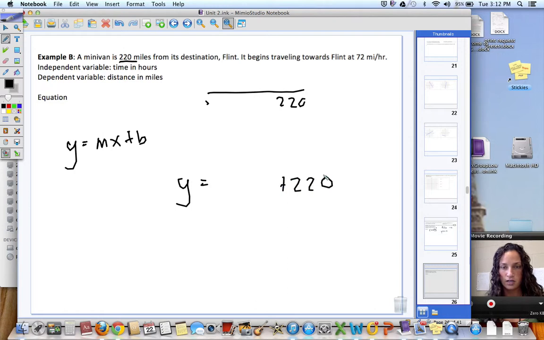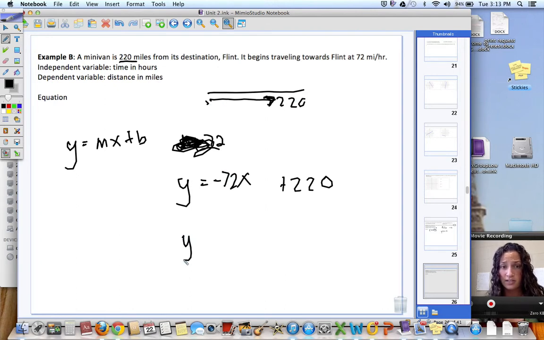plus 220. But I'm going towards Flint. So I'm decreasing my distance. So that means this is going to be a negative. So this would then be, again, this would be my distance is going to equal my negative 72. Oh, wait, no, I have this wrong. Don't do it. This one doesn't really work. You have to do it as y next here. So since I'm traveling towards my 220, that's why my 220 is positive, and I'm traveling towards, it's getting smaller.